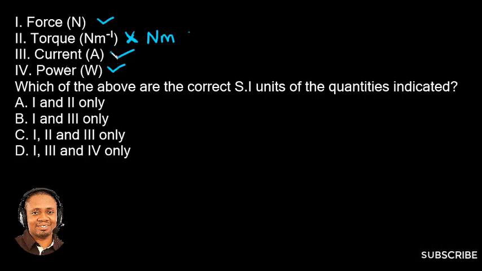Good. So the quantities with the appropriate SI unit are 1, 3, and 4. So let's check the answer options. A says 1 and 2, no. B says 1 and 3, no. C says 1, 2, 3, no. Then D says 1, 3, and 4. Yes, this is correct. So the answer option D is the right answer.